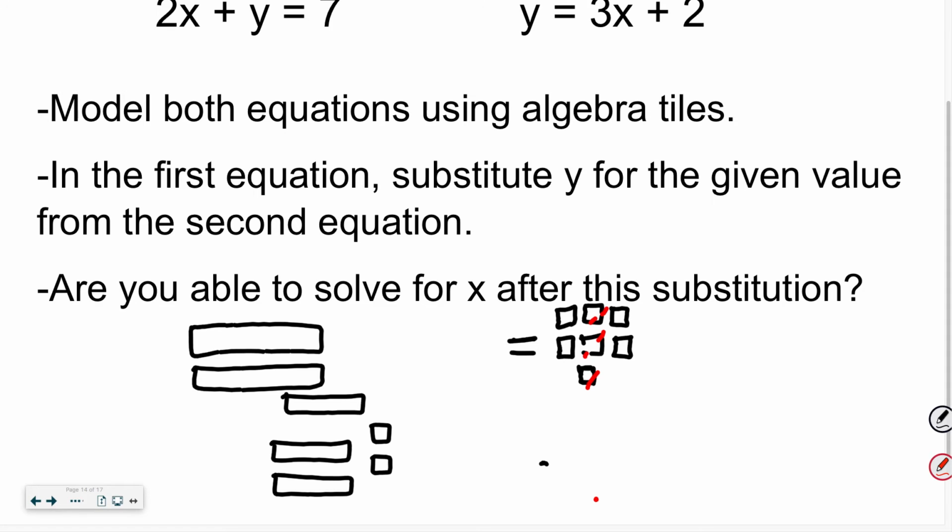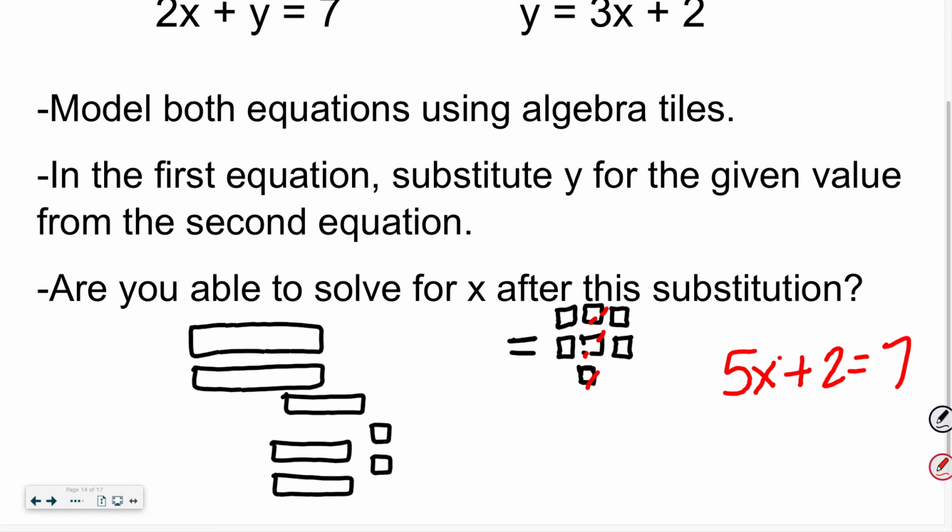So how would you now find the value for the rectangle? Think back to your work with tiles. What could you do? What is this equation now? Rewrite that equation for me. Simplify the 5x plus 2 equals 7. Okay. How would you solve that?